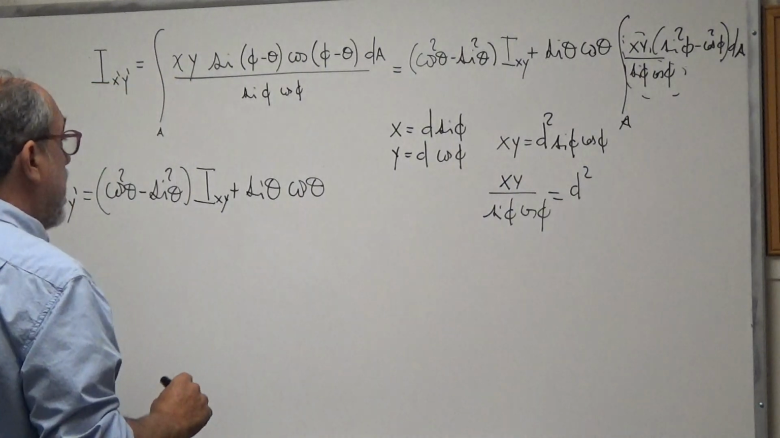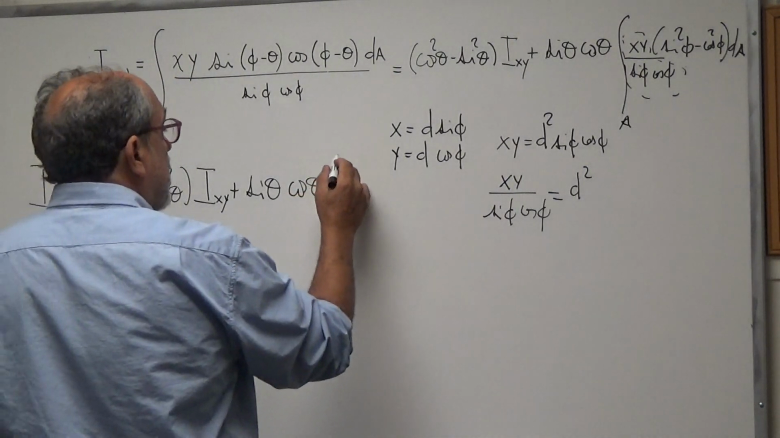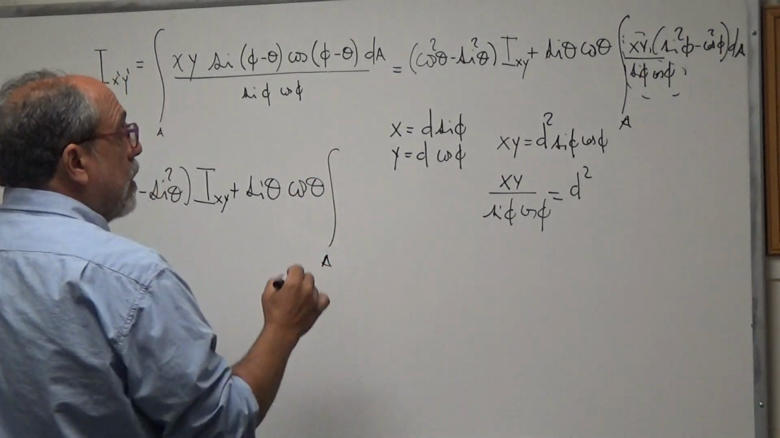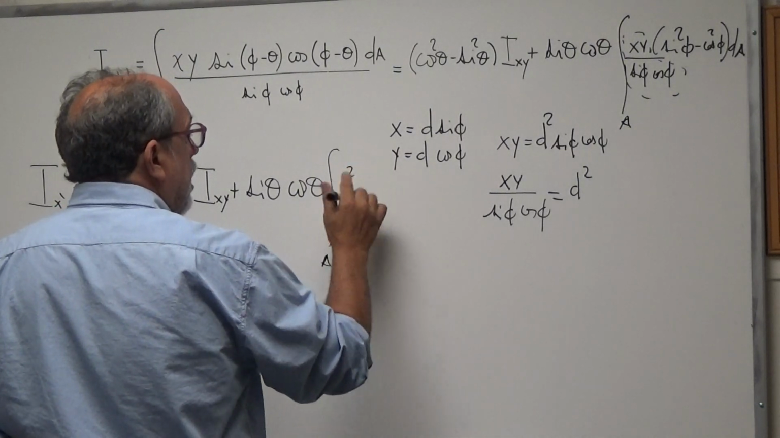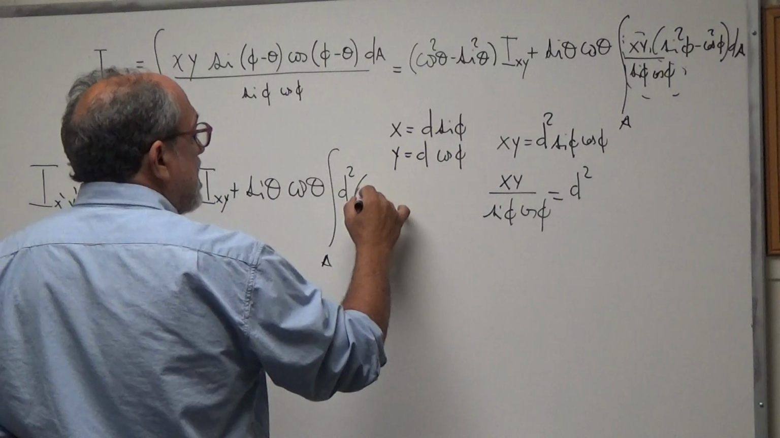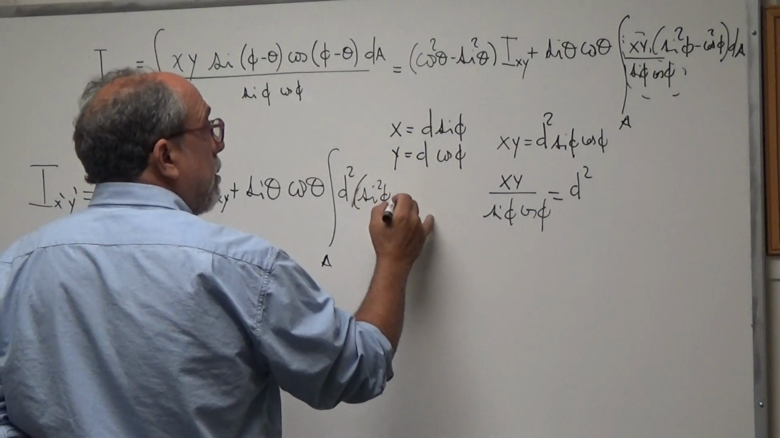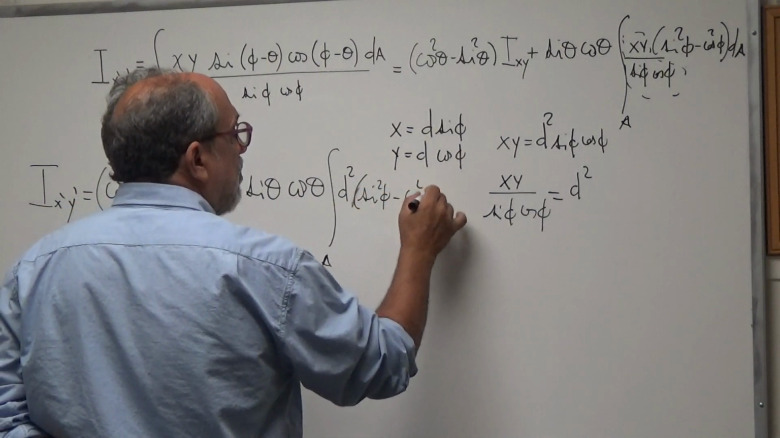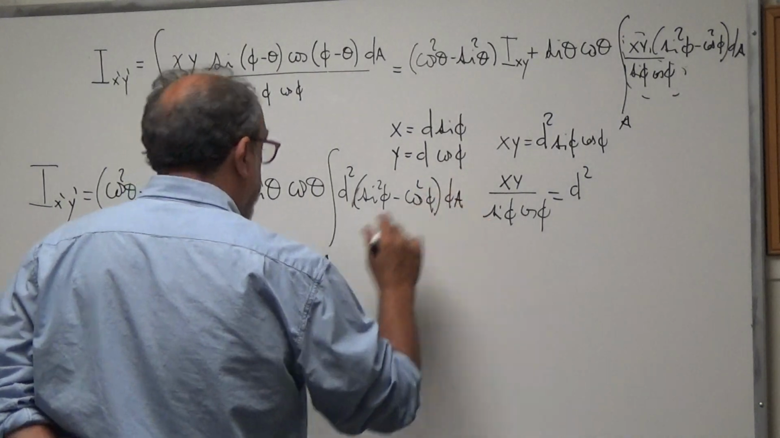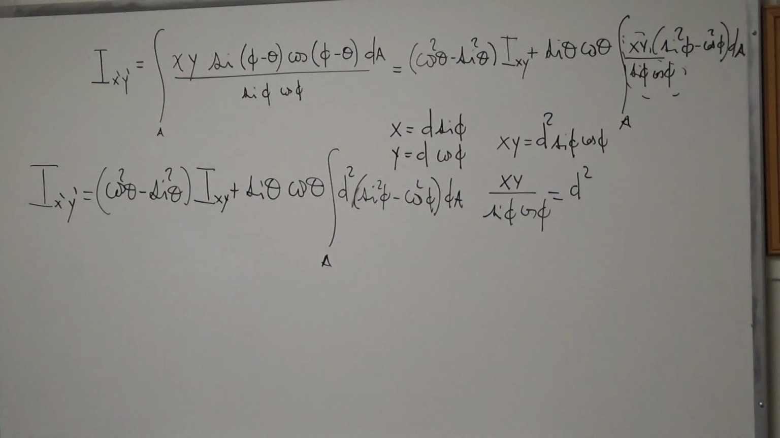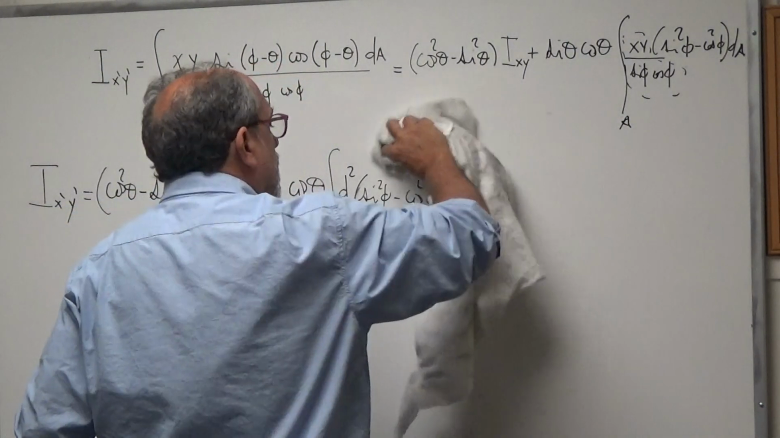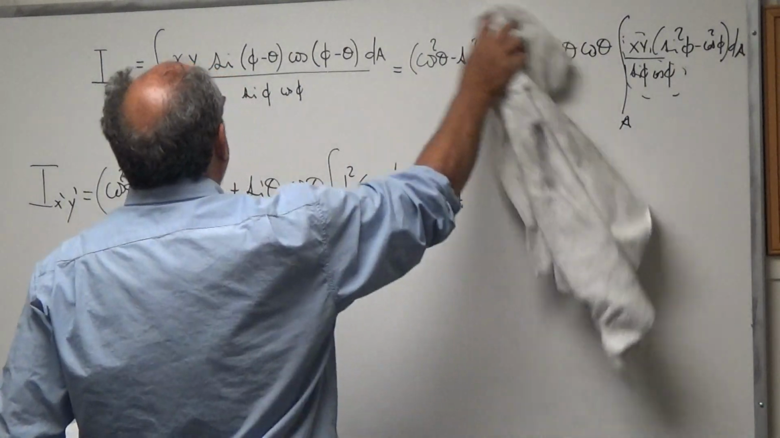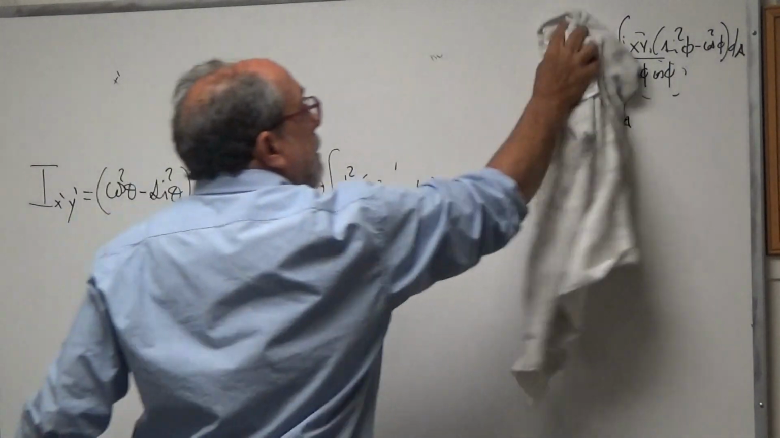is just d squared. So we have the integral over the area of d squared times the parentheses sine squared of phi minus cosine squared of phi dA. Okay? And that's the whole thing. Therefore, take all this off.